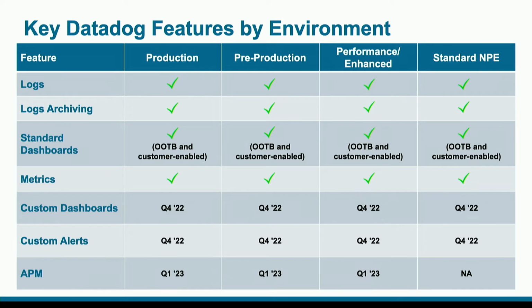And we have also enabled functionalities like out-of-the-box dashboards and metrics on all the environments. We will be enabling the custom dashboard feature and the custom alerts feature on all the environments. For APM, we will be enabling this on the uplifted environments, which will be production, pre-prod, and the performance environments. And this will not be available in the NP environments.